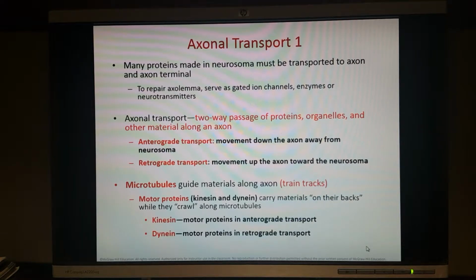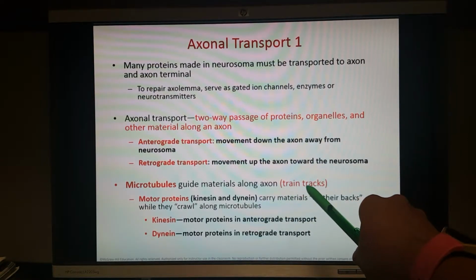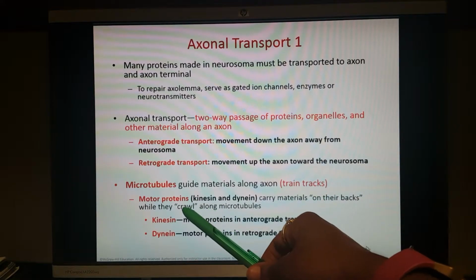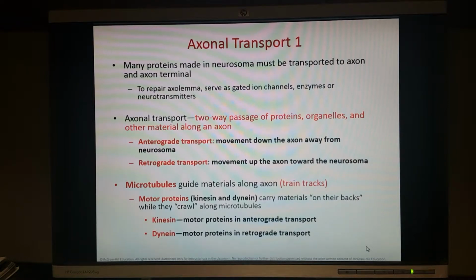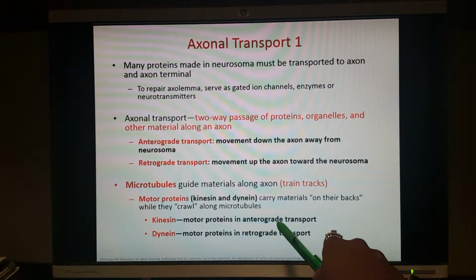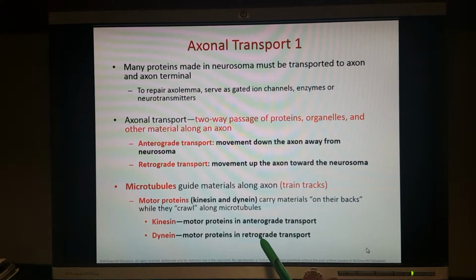It's able to do this transport through the cytoskeleton component called microtubules. So again, working as train tracks to traffic material inside your cell. The motor proteins kinesin and dynein help to carry materials along those tracks, so they'll bind to those microtubules and move them in a particular direction. So, for example, the kinesin works in anterograde transport, so going away from your neurosoma. Dynein works in retrograde transport, going to your neurosoma.